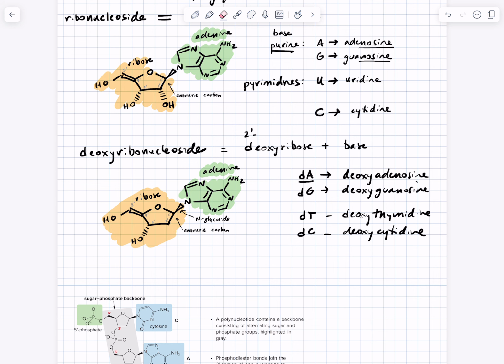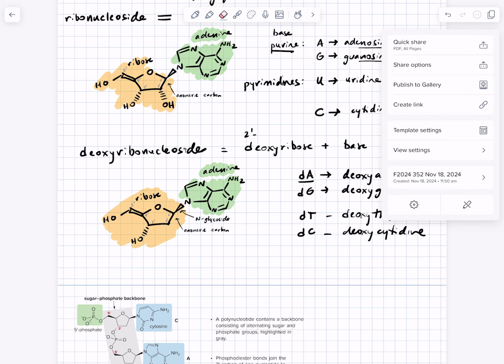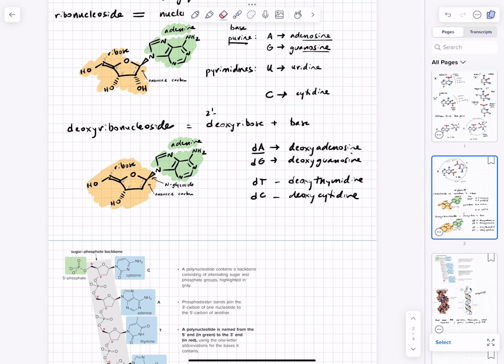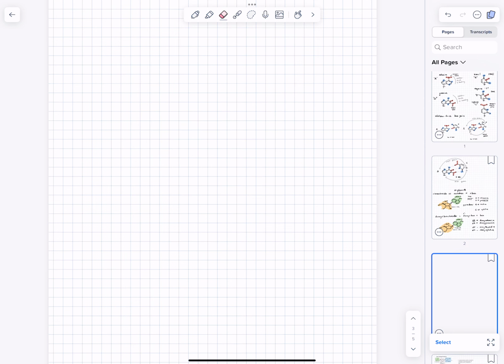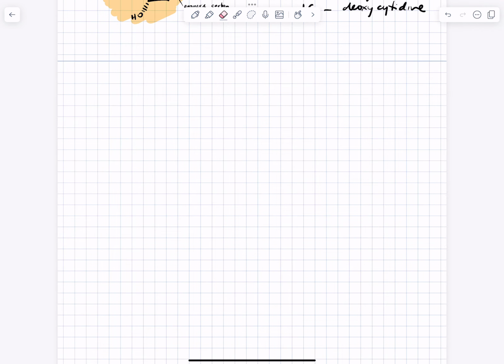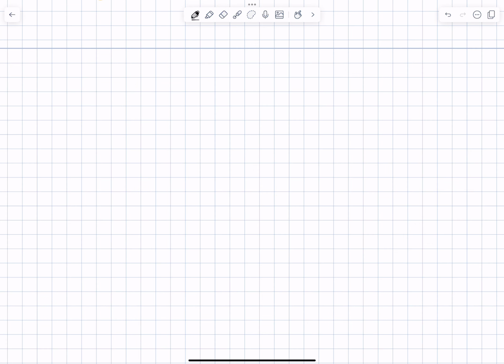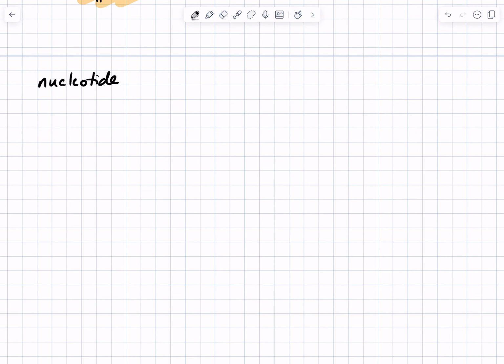All right, so that's the sugar and base. We need to add a sugar phosphate. We need to add the phosphate portion. All right, so this is kind of like stalactites and stalagmites. You're going to need a mnemonic device to figure it out. Once you attach the phosphate portion, they are called nucleotides, as in ribonucleotides and deoxyribonucleotides.